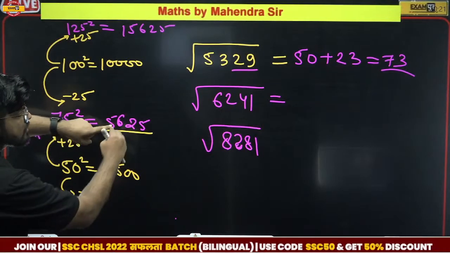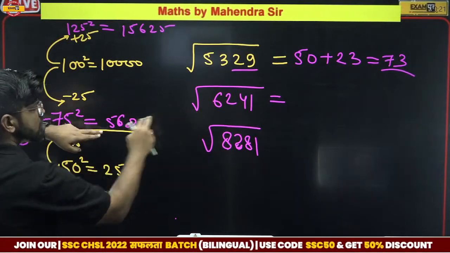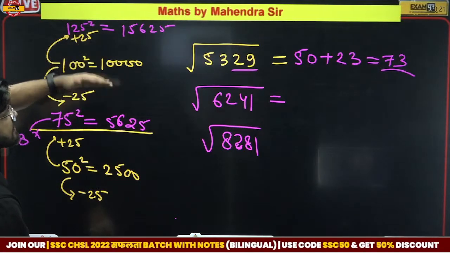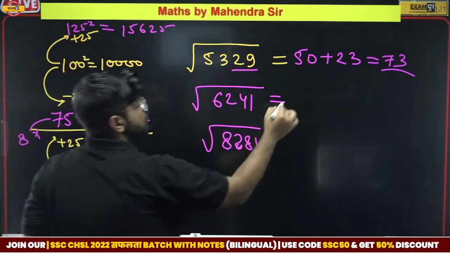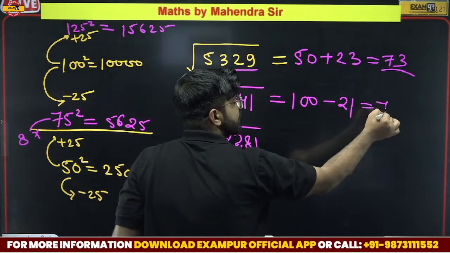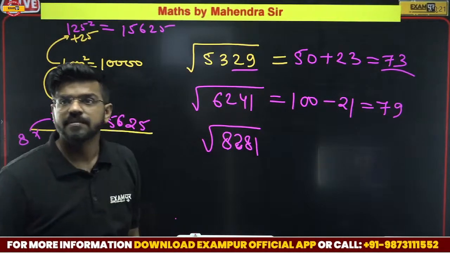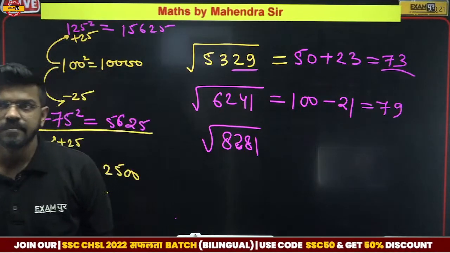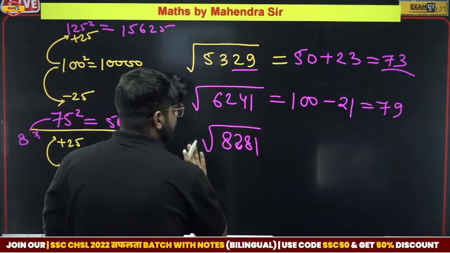So this number is more than 5625, which means the root should be less than 100. So this should be less than 100 by 21. So the answer will be 79. Is it clear? I am taking very big numbers, right?